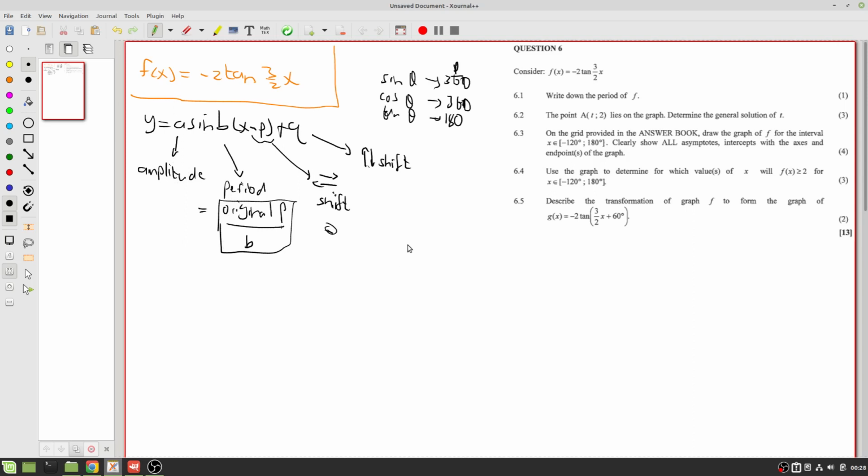So for tan, we can think about it like this. That's your normal tan graph, and let's say you make the a 2, so you stretch it up by 2. It stretches up a little bit like that. So that is your amplitude. All right, so we'll need that. Period, amplitude, general solution. Okay, so for general solution, let's just cover the idea quickly.